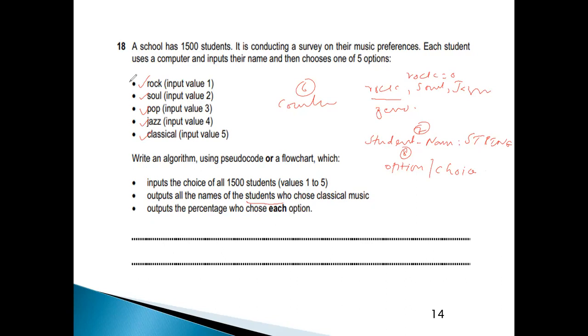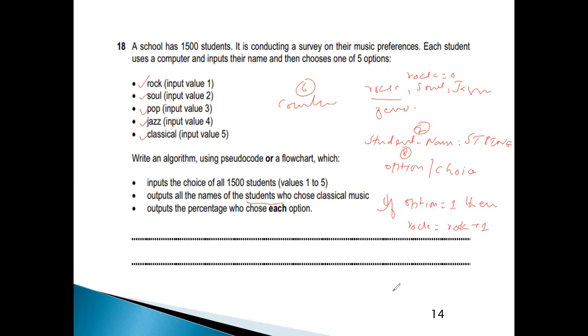If option slash choice equal to one, then rock total. It's option, choice, equal to one. And then do, what would you do? If option equals one, you can write this: rock equals rock plus one.